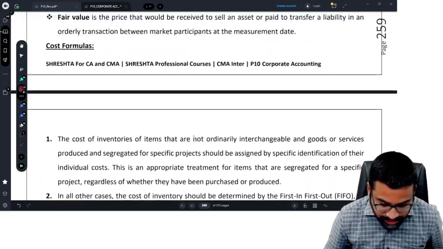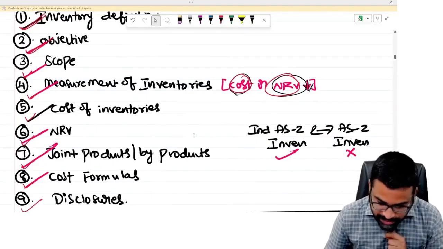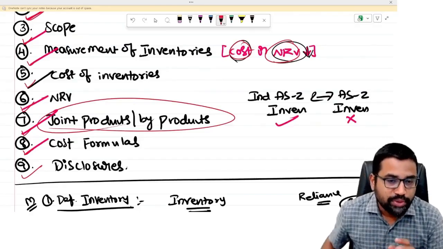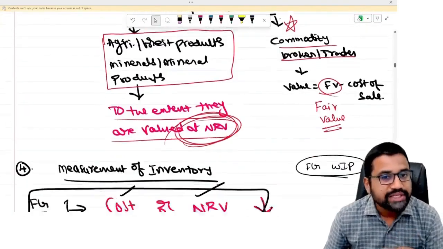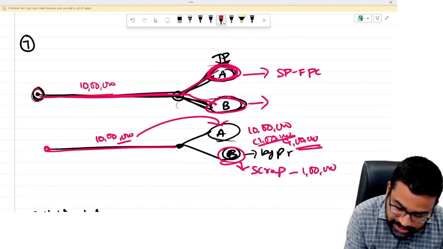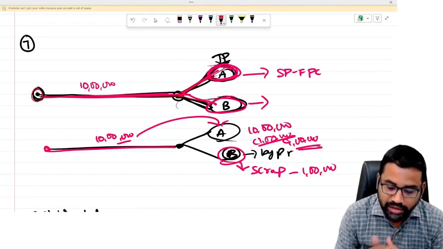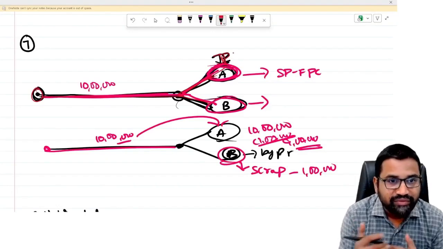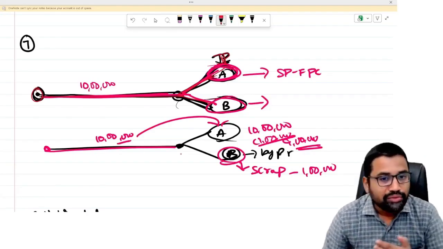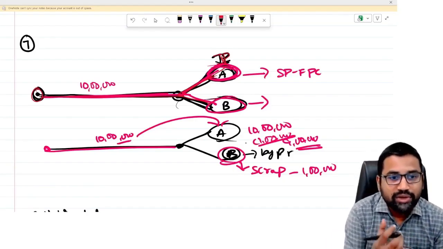Now next, sir, we discussed the inventory definition, objective, scope, measurement of inventories, cost, NRV, we completed. See, in case of joint products and byproducts, suppose through a common production process, if you are able to generate 2 or more products and each one is having a significant sale value, we call them joint products. Suppose there is a common production process, and at one point of time, out of this common production process, 2 products are generated, A and B. We call them joint products when each product is significant, having its own market value. But if out of these 2 products, one product has significant market value and another product does not have any significant value, then that product is called a byproduct.